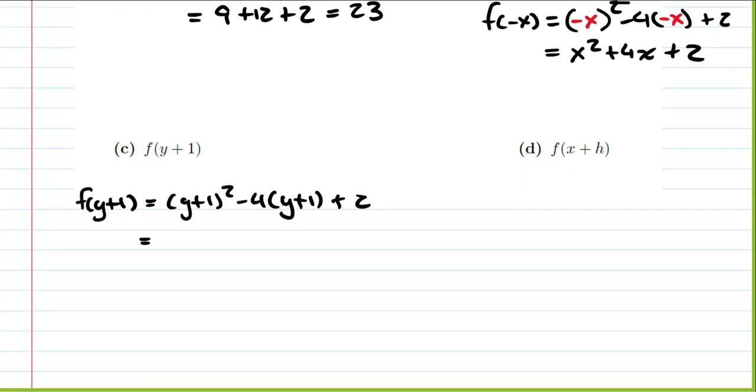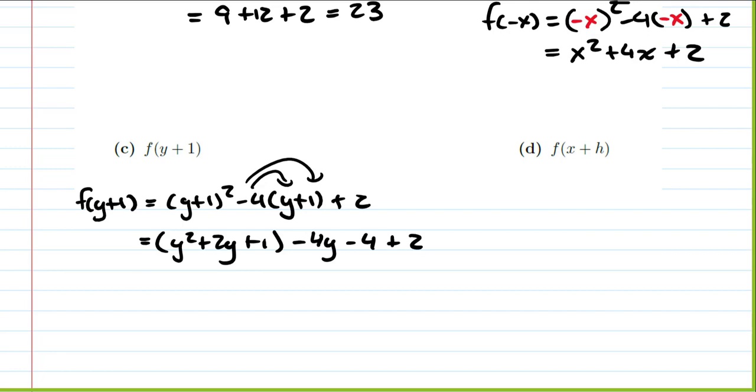So the square of a binomial, y plus 1, is going to be y squared plus 2y plus 1. Distributing our -4 into our parentheses, we get -4y minus 4 plus 2. So then finally, collecting all of our like terms, we get y squared minus 2y, and then 1 minus 4 plus 2 gives us -1.